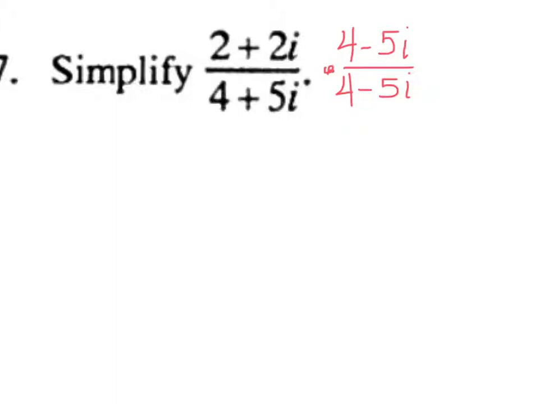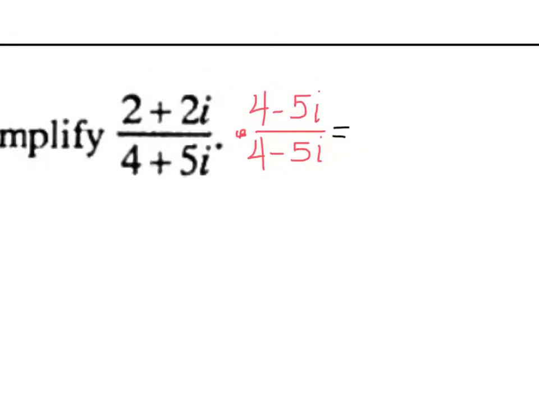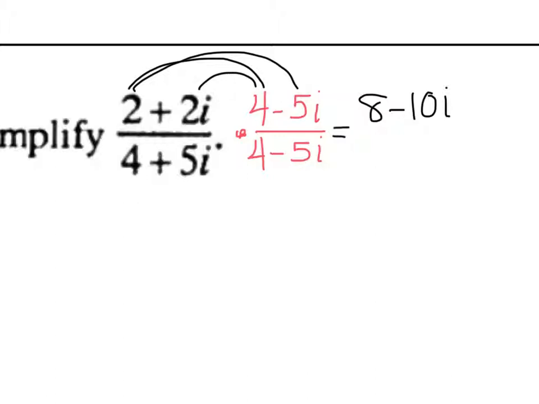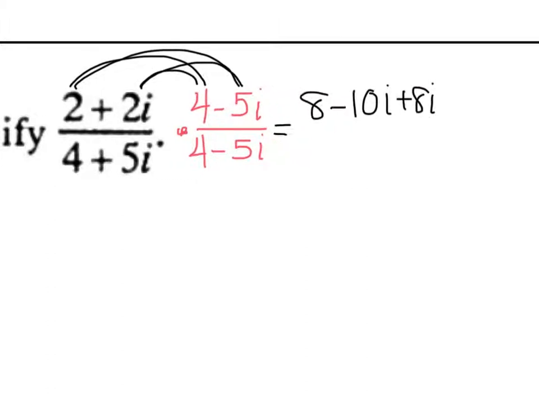So now, since we have two terms in the numerator and in the denominator, this means we're going to be foiling. So we're going to go 2 times 4, which is 8. And then we're going to go 2 times negative 5i, which is negative 10i. We move on to the second term. 2i times 4 is a positive 8i. 2i times negative 5i becomes negative 10i squared.